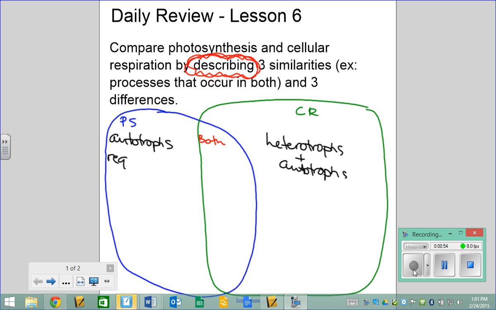Photosynthesis requires light. And cell respiration does not require light. That is an excellent point to make.